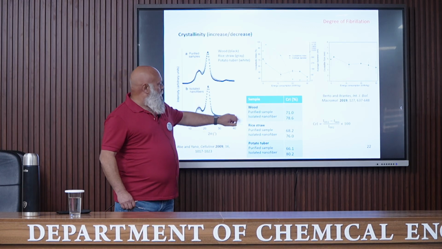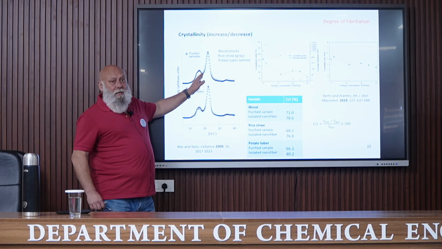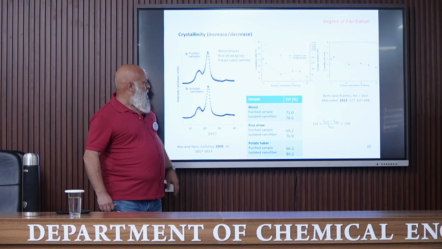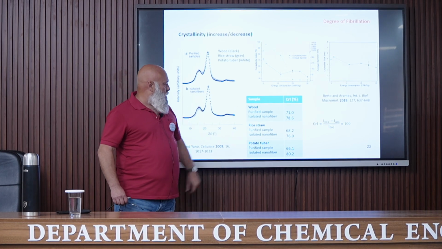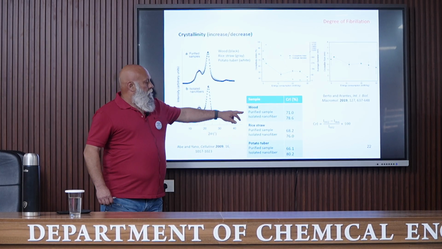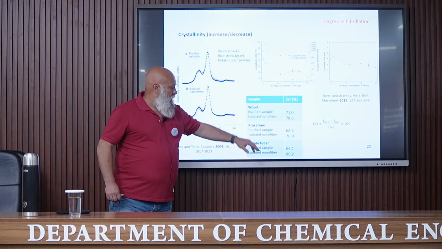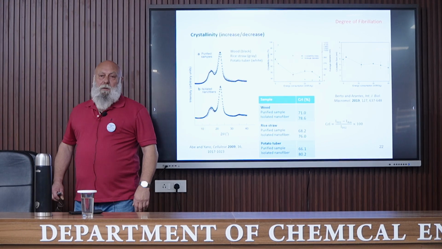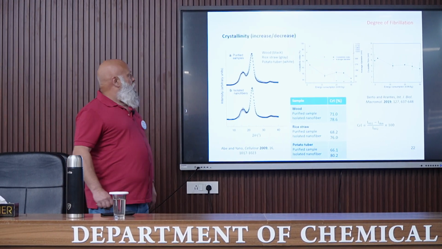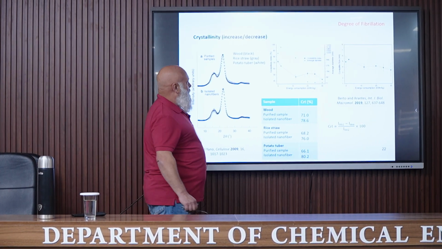This equation was used to determine the crystallinity index of these different materials: wood, rice straw, potato tuber, purified cellulose, and nanofibers. And you can see that in this case, the mechanical treatment results in an increase in the crystallinity of cellulose.